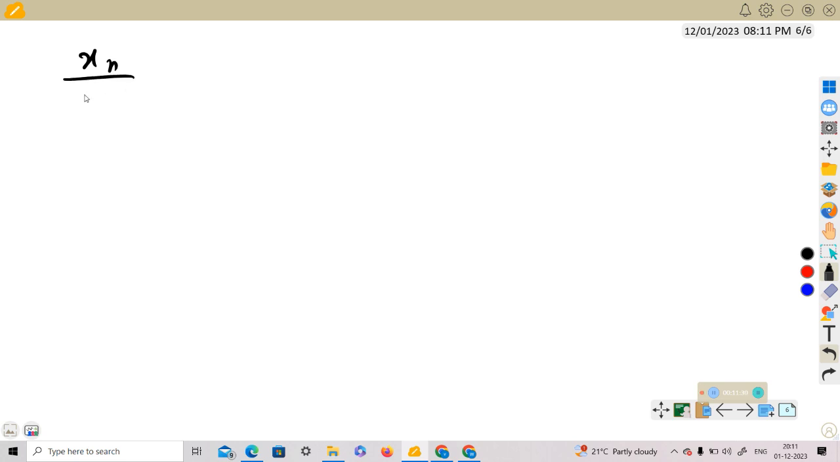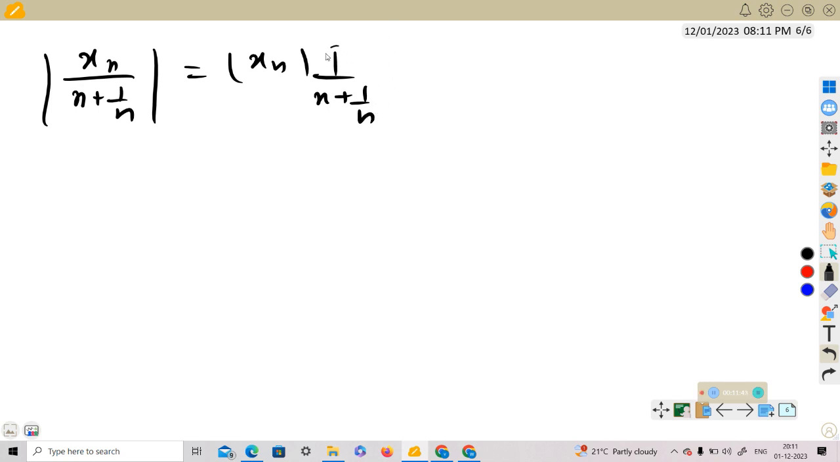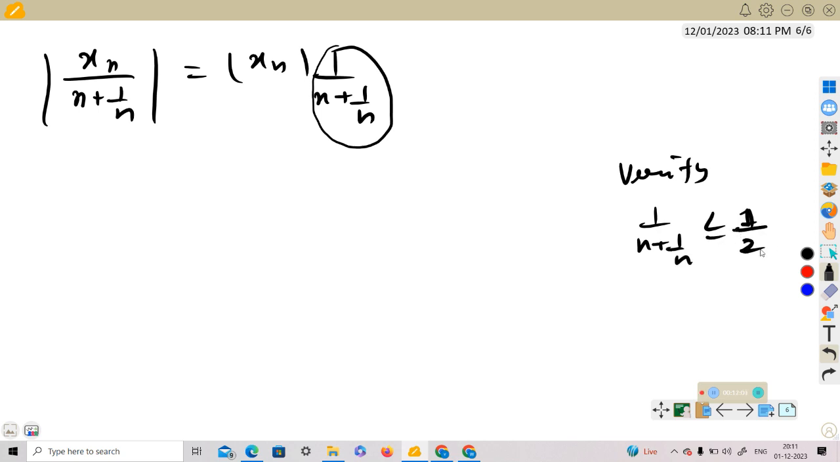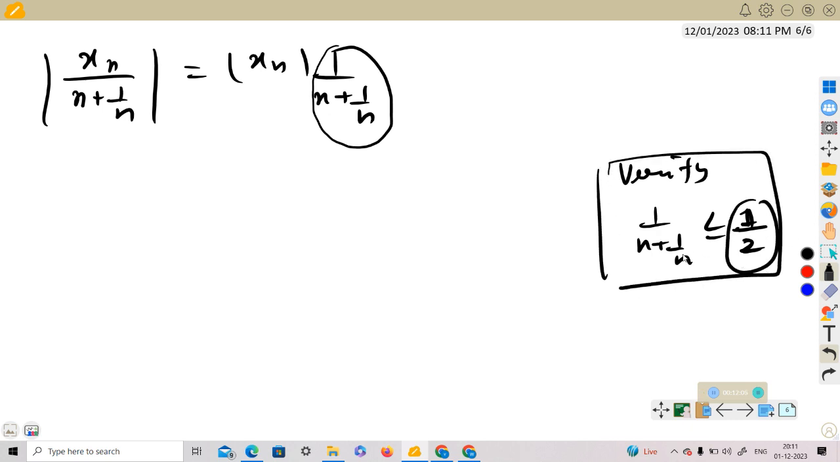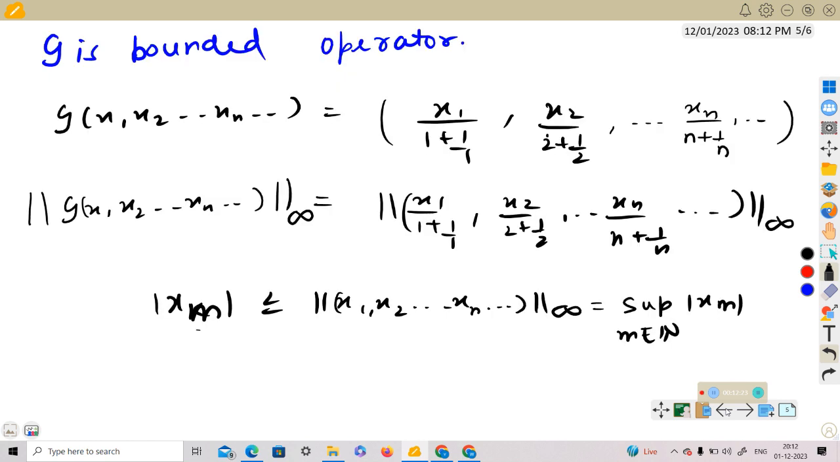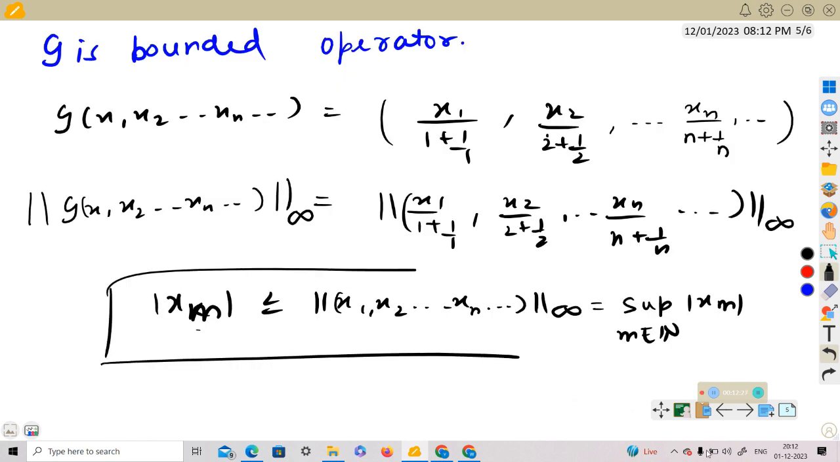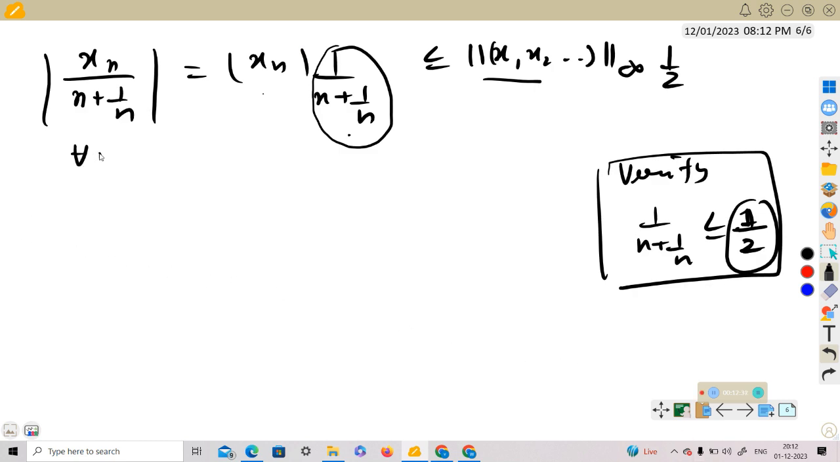Now just consider any element xn by n plus 1 by n, and we take its modulus. This is equal to the modulus of xn divided by n plus 1 by n. This sequence is bounded. We know that this sequence converges to 0, so it must be bounded, and I think it is bounded by 1 by 2. You can verify that 1 by n plus 1 by n is less than or equal to 1 by 2. It's an easy task. Whatever the exact value, what is more important is that it is upper bounded. So this is less than or equal to the infinity norm of x times 1 by 2, because this term is less than 1 by 2 and the modulus of xn is at most the norm, from the previous slide. Thus this is true for all n belonging to the natural numbers.